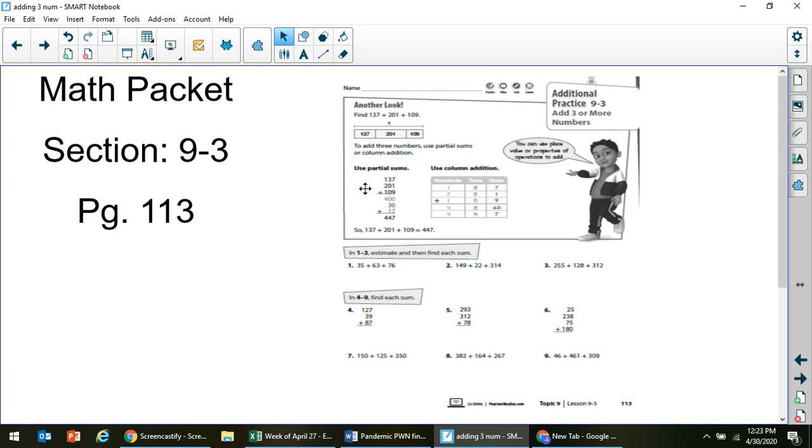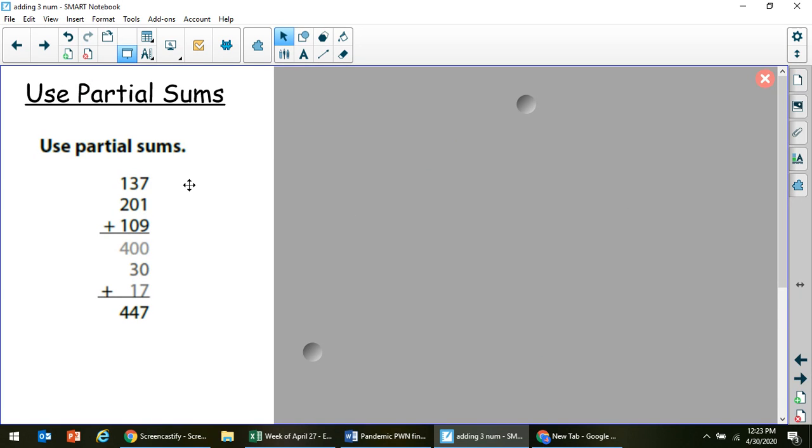I'm going to go over how to add 3 or more numbers using partial sums and kind of column addition, basic algorithm. And we're going to review those 2 types today. So let's focus on using partial sums first. We're going to look at the problem that they actually give you on your packet, which is 137 plus 201 plus 109. And if you notice in lighter gray, you have the numbers 400, 30, 17.